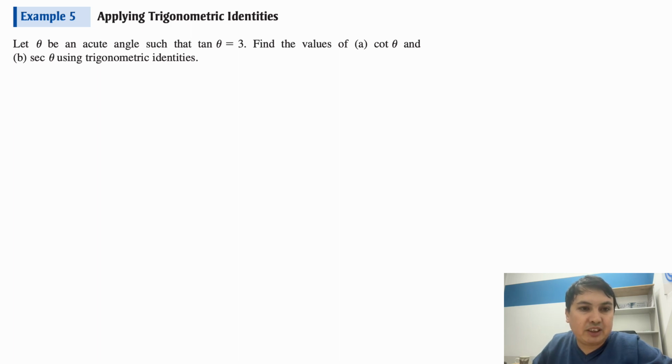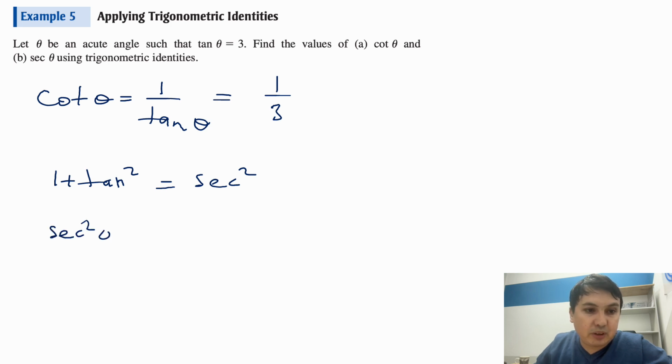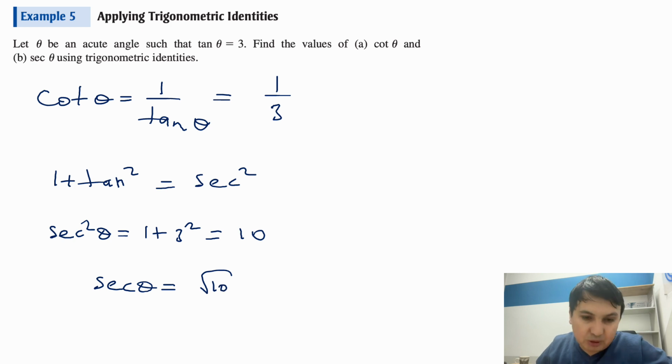Let theta be an acute angle such that tangent theta is 3. Find values for cotangent and secant using trigonometric identities again, right? All right. Well, cotangent is easy, right? Cotangent of theta is nothing but 1 over the tangent theta, which is 1 over 3. All right. How about secant? Well, what we know is 1 plus tangent square is secant square, right? So secant square theta is equal to 1 plus tangent square, so tangent is 3, so it's 3 squared, which is 9, plus 1, 10. So secant theta is square root of 10. Again, it must be plus minus, but in the first quadrant it's positive, so positive square root of 10.